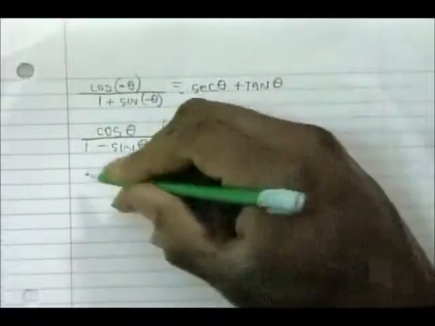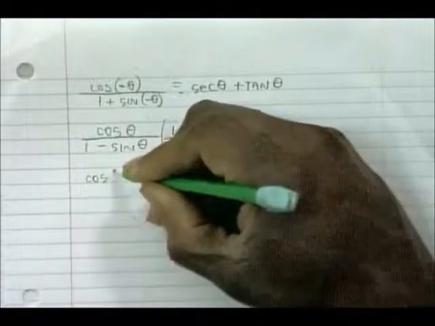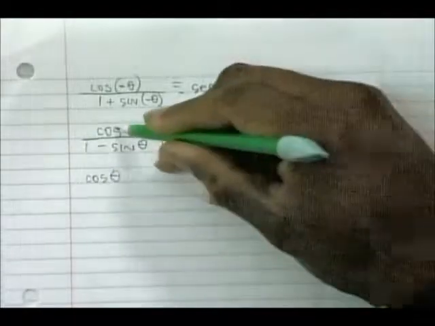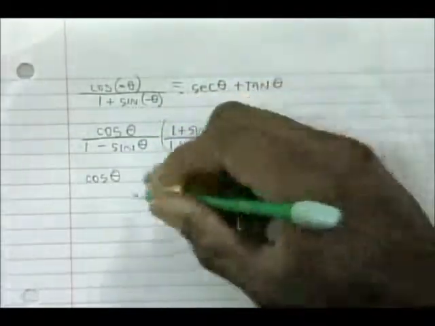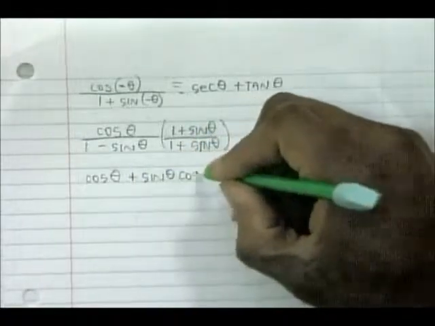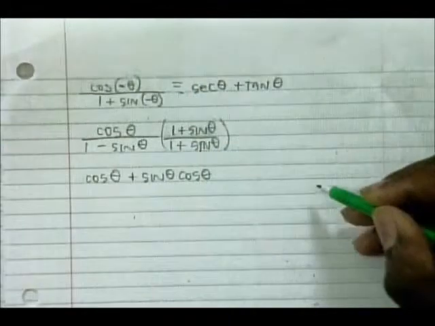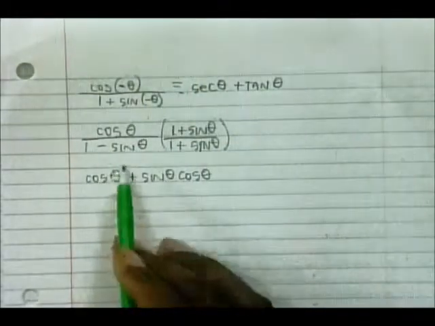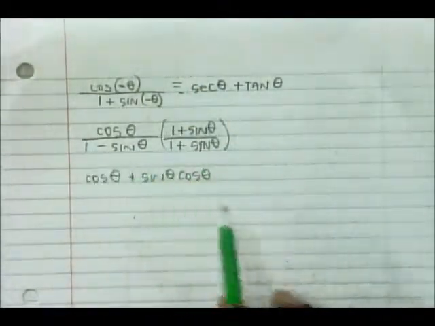Now as I multiply this by 1, I end up with cosine theta times 1 is cosine theta. Cosine theta times sine theta, let's just write sine theta cosine theta. Then let's multiply the bottom out.